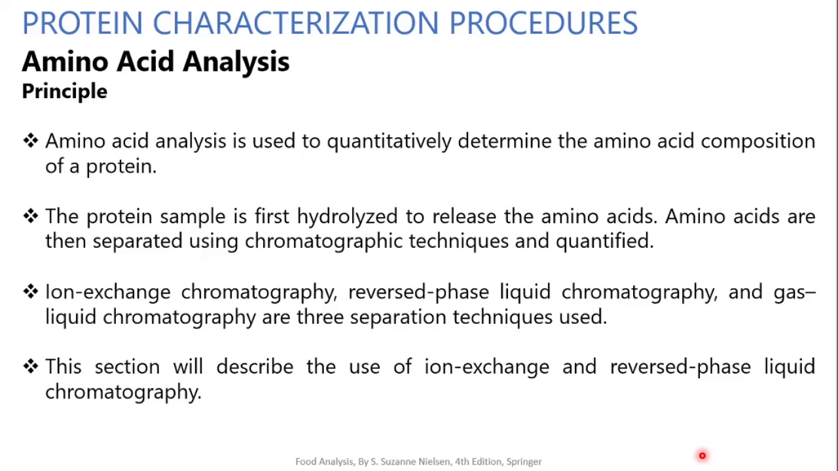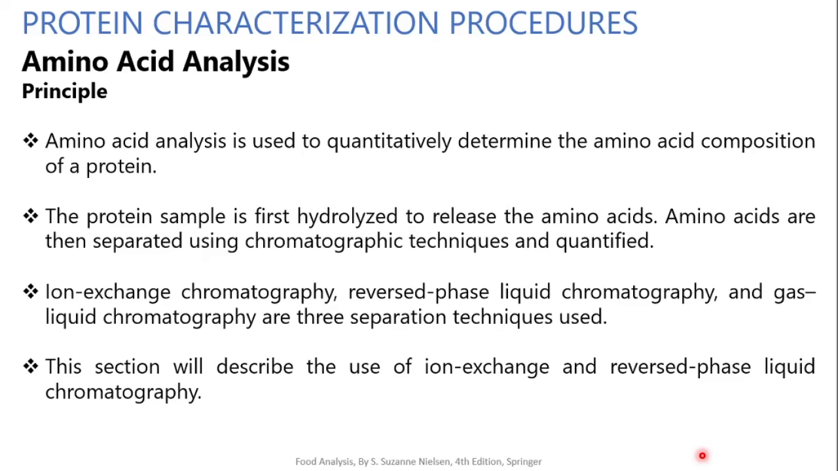So the principle. Generally, amino acid analysis is used to quantitatively determine the amino acid composition of the protein. So we have to know which kind of amino acids the protein is made up of. This is the motive for the analysis of the amino acids. The protein sample is first hydrolyzed to release the amino acids. Then the amino acids are separated using a chromatography technique and then quantified.